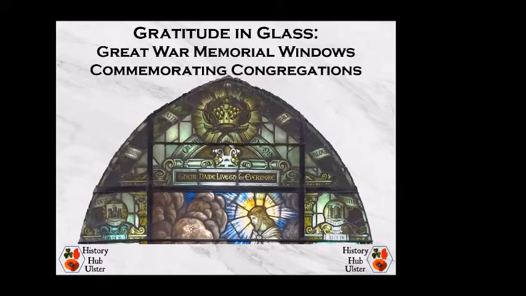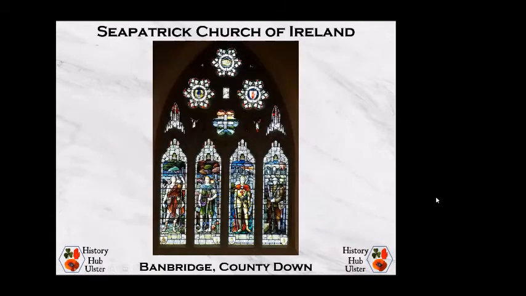So we're going to start in County Down. This window is in St. Patrick Church of Ireland in Banbridge. The window was designed by Heaton, Butler and Bain of London and was dedicated on Sunday the 26th of March 1922 by the Reverend Charles Frederick D'Arcy, who was the Church of Ireland Archbishop of Armagh and the Primate of all Ireland.